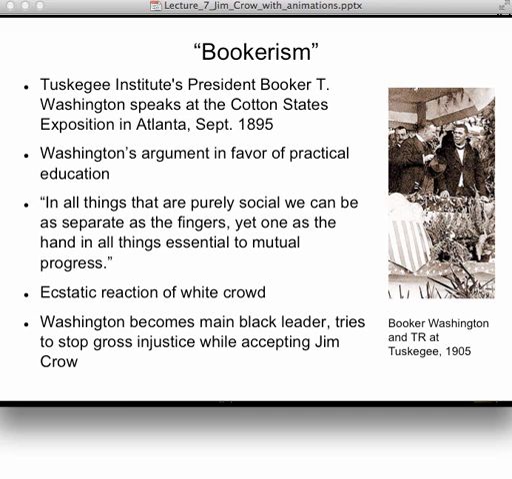Washington also seemed in this speech to accept segregation. He didn't actually come out and say he was in favor of segregation, but he made this statement, quote, "In all things that are purely social, we can be as separate as the fingers, yet one as the hand in all things essential to mutual progress," end quote. So you see, he seems in a kind of backhanded way to endorse separation between the races in many aspects of life, even though he calls for unity in terms of promoting the progress of the South.